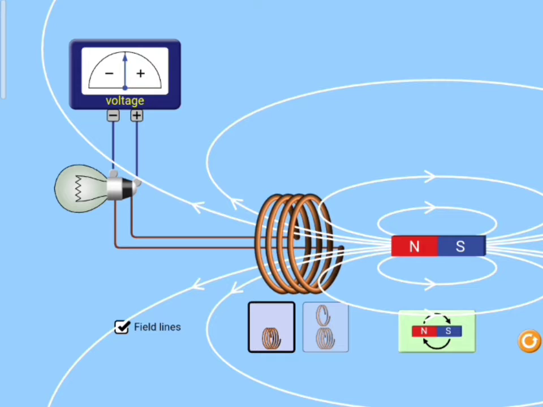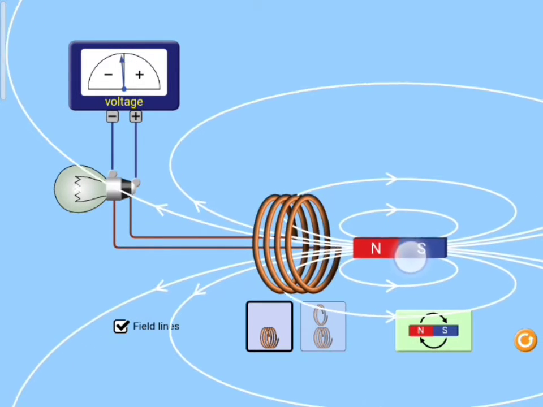In this experiment, we have used one solenoid connected to a galvanometer with a bulb attached between the solenoid and the galvanometer. At the start, the magnet is at rest, so there is no deflection in the galvanometer. The needle of the galvanometer is at the center or zero position.